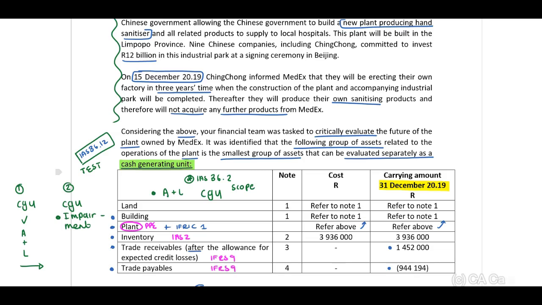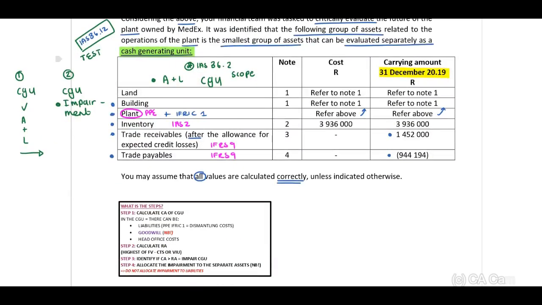Right, okay. Now, we know that this is our CGU. Can you remember your steps? Remember, this is included in your notes. In terms of a CGU, our first step, we need to calculate the carrying amount of our CGU. In our CGU, there can be liabilities, goodwill, which we don't have, head office costs, which we don't have. Step 2, we need to calculate the recoverable amount. Step 3, identify if the carrying amount exceeds the recoverable amount. And step 4, allocate the impairment to the separate assets. But remember, guys, we can't allocate to our liabilities, right? Because we still have to pay the liabilities.